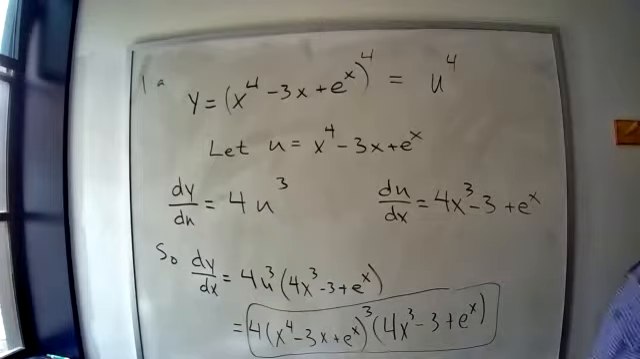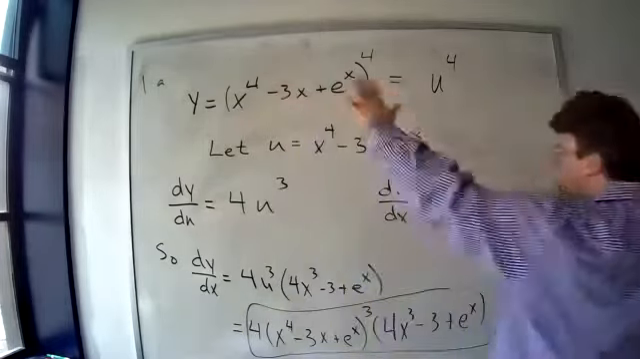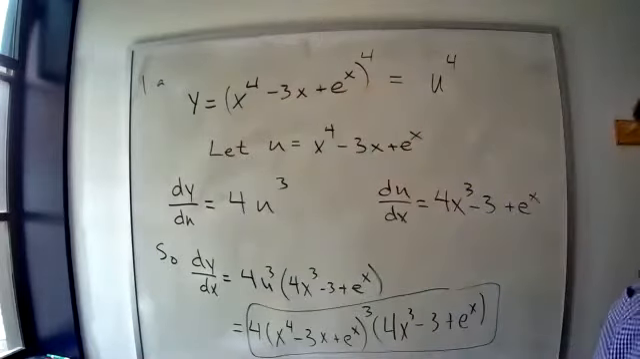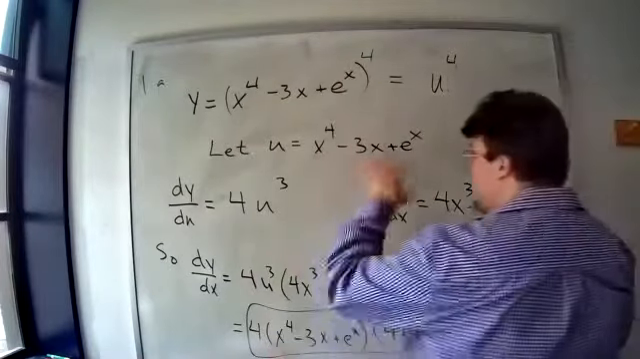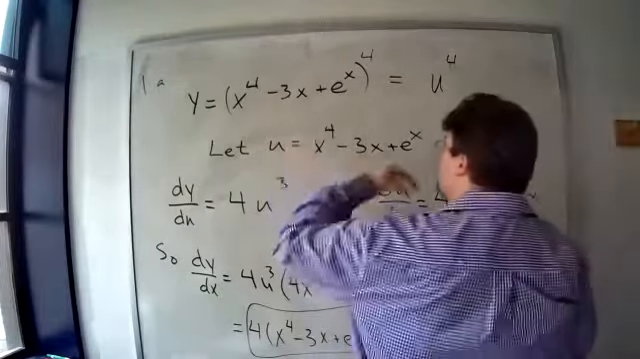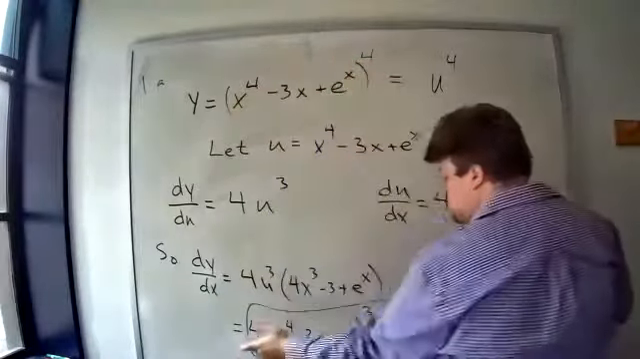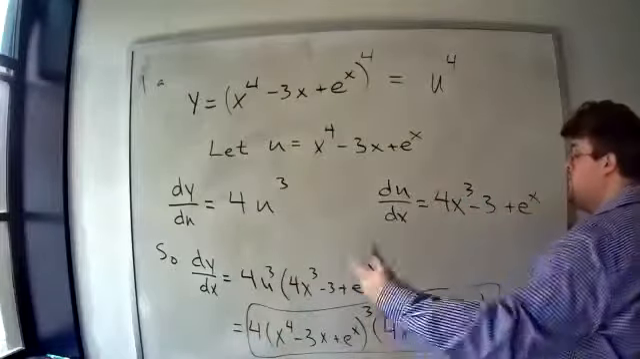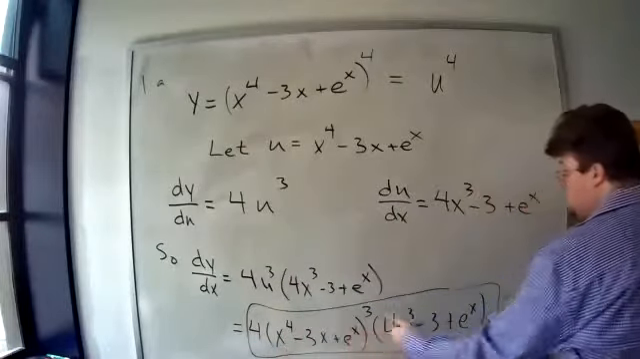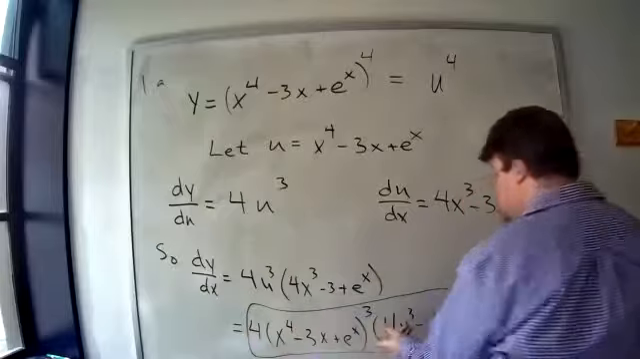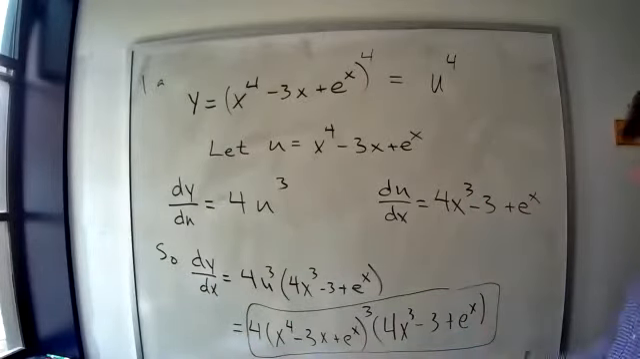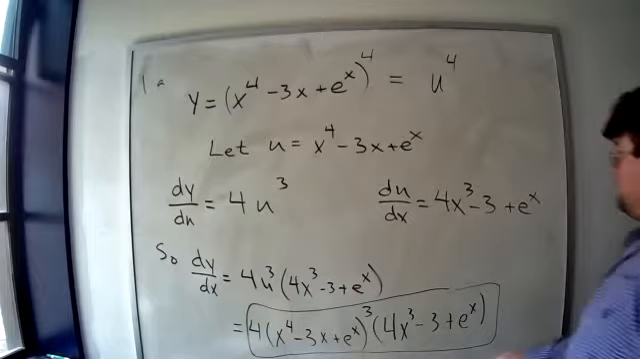So notice our original function is a function to the 4th. We could take the derivative without writing out this substitution by recalling the derivative of something to the 4th is 4 of them to the 3rd, but then chain rule says multiply by the derivative of this quantity, which is 4x cubed minus 3 plus e to the x. And of course, up here we have the details for why we get that. So any questions about 1a?